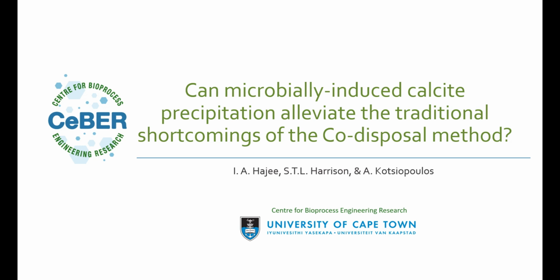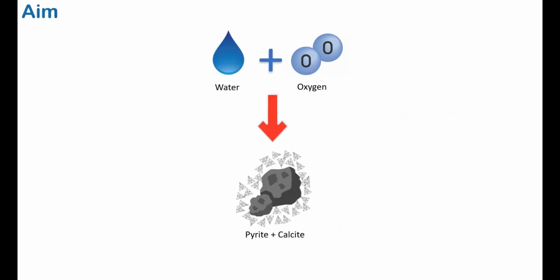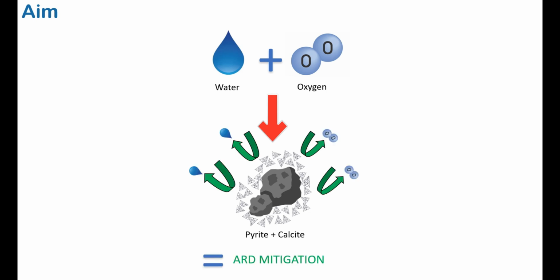of the co-disposal method. I'd like to begin with a brief aim of my study, which is to use microbially-induced calcite precipitation to provide structural support and to prevent oxidant ingress in co-disposed beds. This will lead to the prevention of acid rock drainage generation. So what is acid rock drainage?